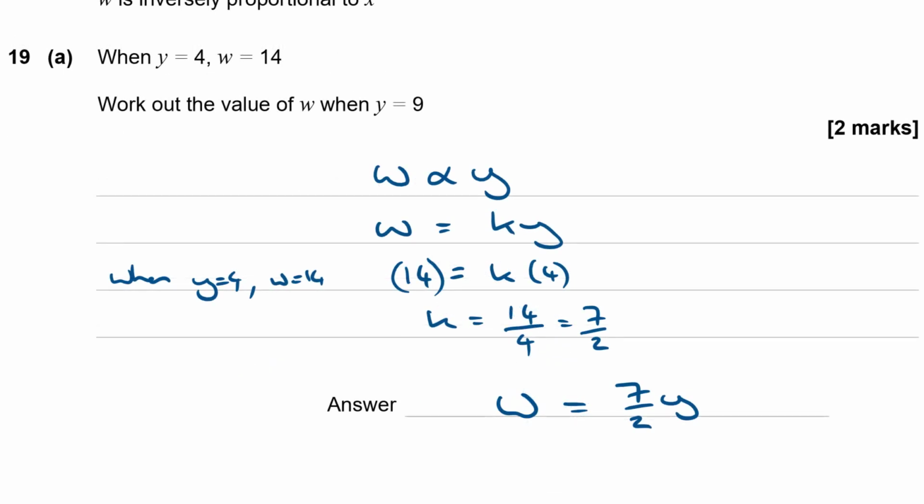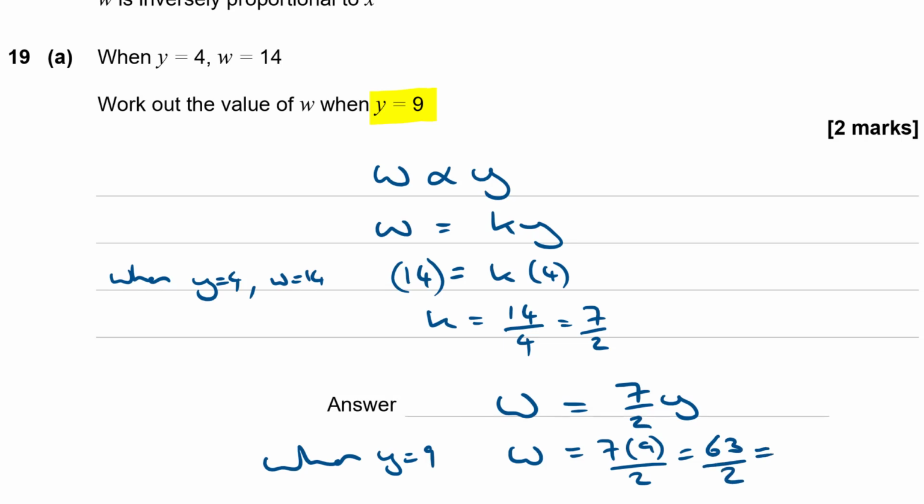Okay, we still need to work out the value of w when y is equal to 9. So subbing that into the equation, when y equals 9, then w is going to be 7 lots of 9 over 2. 7 nines are 63, so that's 63 over 2, which is 31.5.